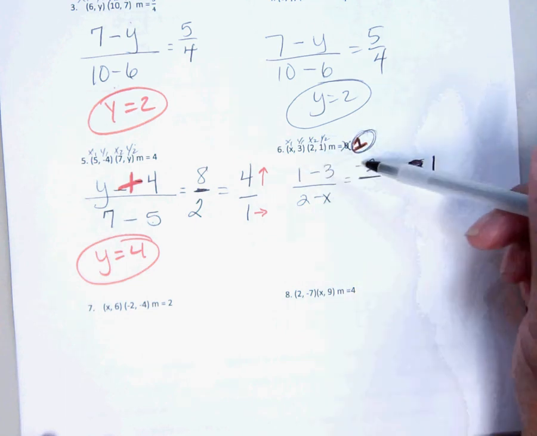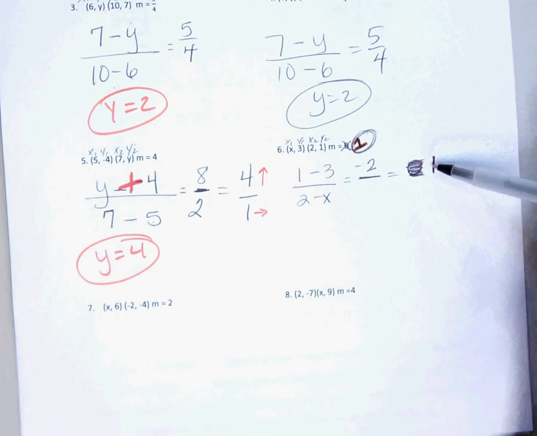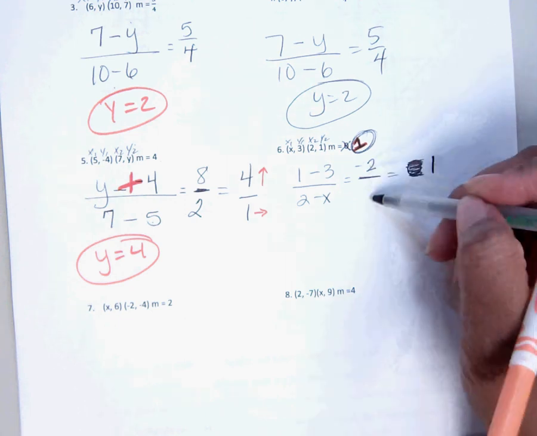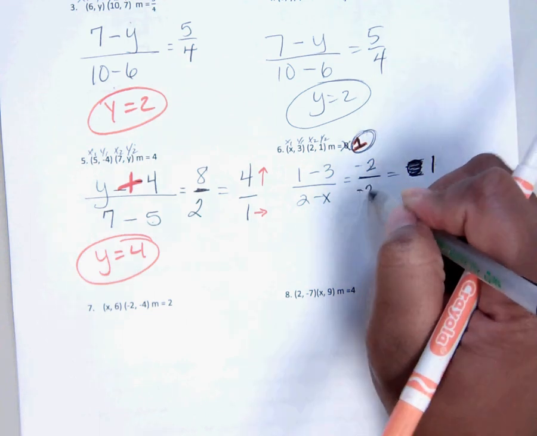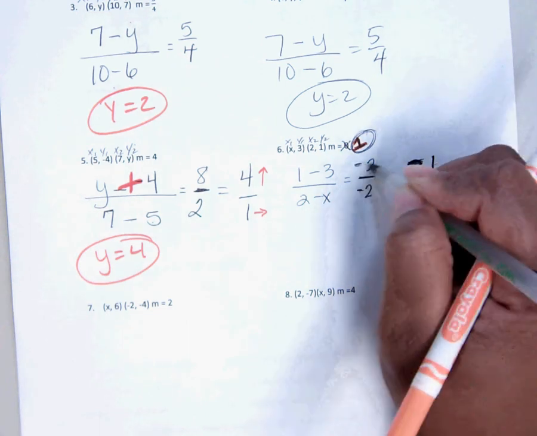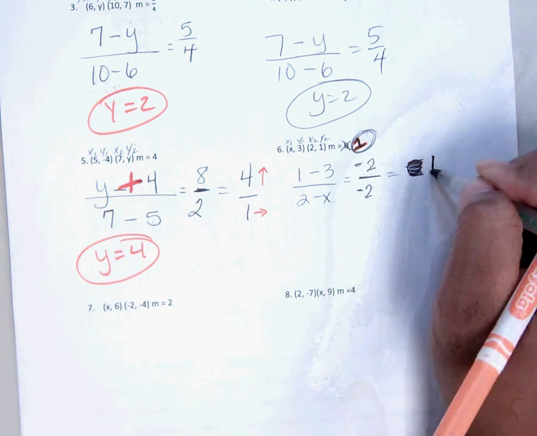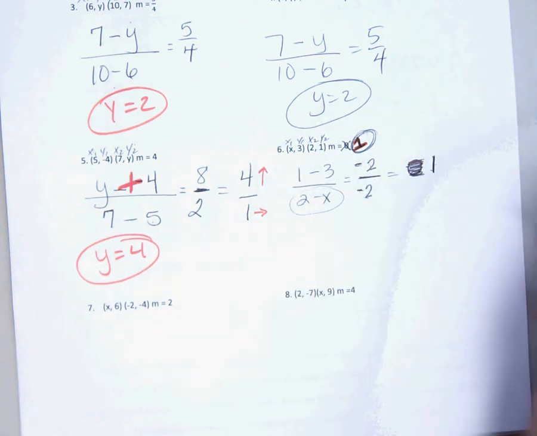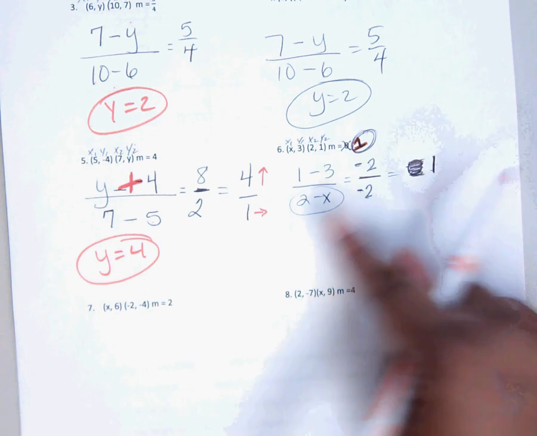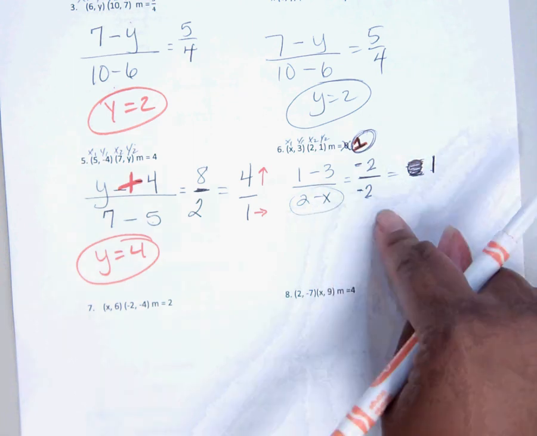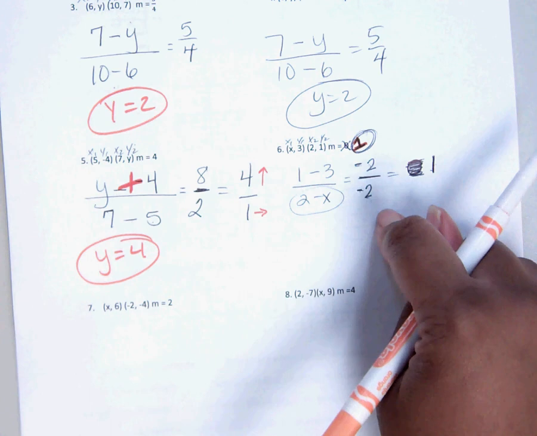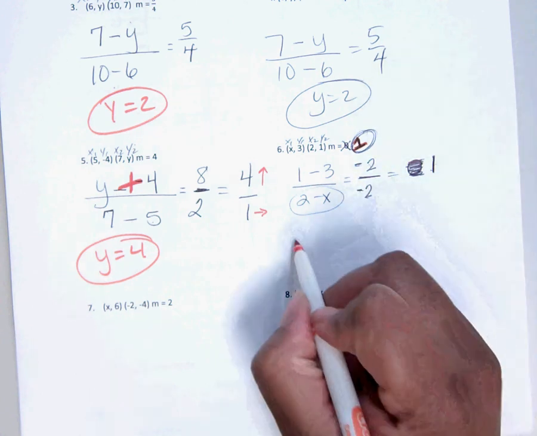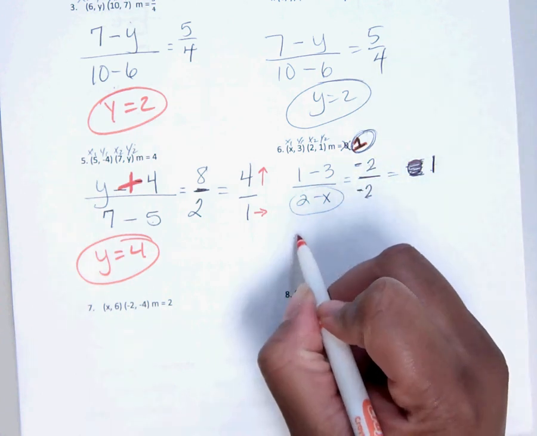1 minus 3 is negative 2. And how can I make this be 1? Oh boy, that's hard, isn't it? Well, this needs to be negative 2. Because anything over itself is going to be 1. How can I make that negative 2? 2 minus what gives me negative 2? The answer is negative 4.